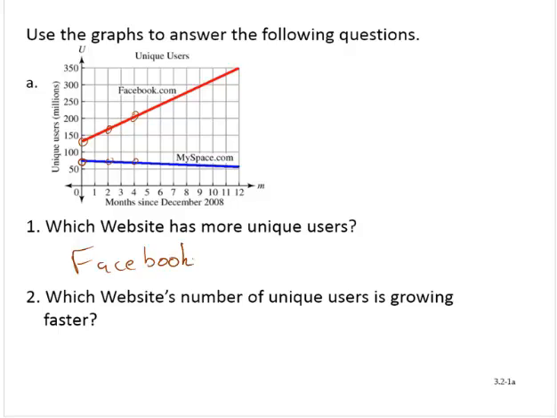Which website's number of unique users is growing faster? So if we look at these lines, notice how the number of Facebook users is actually increasing. If we look at successive months, the number is increasing. And if we look at the graph for MySpace, the number of users is actually decreasing. And so which one is growing faster? Well, Facebook. And we can actually then say, well, MySpace isn't even growing. The number of unique users is actually decreasing or falling.